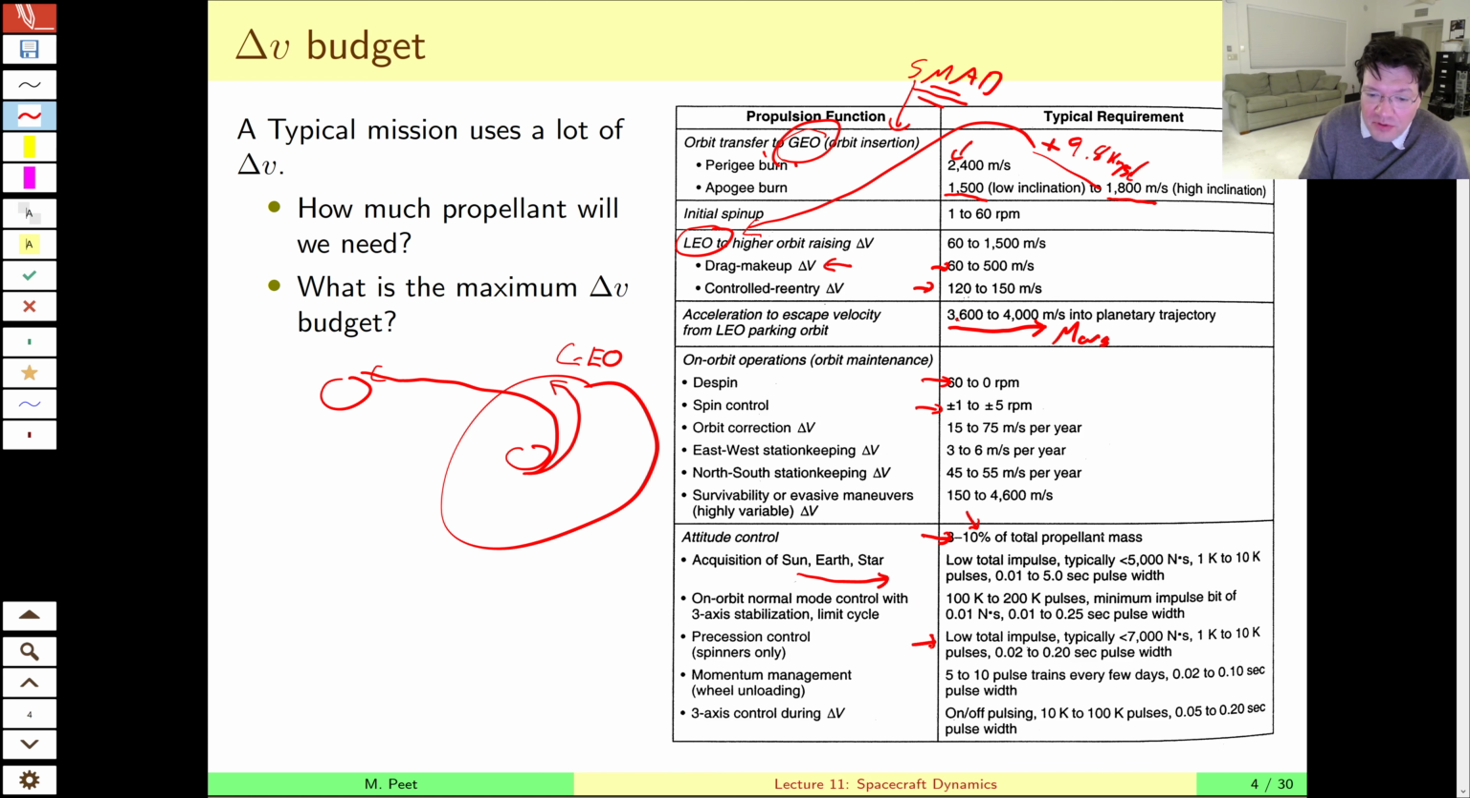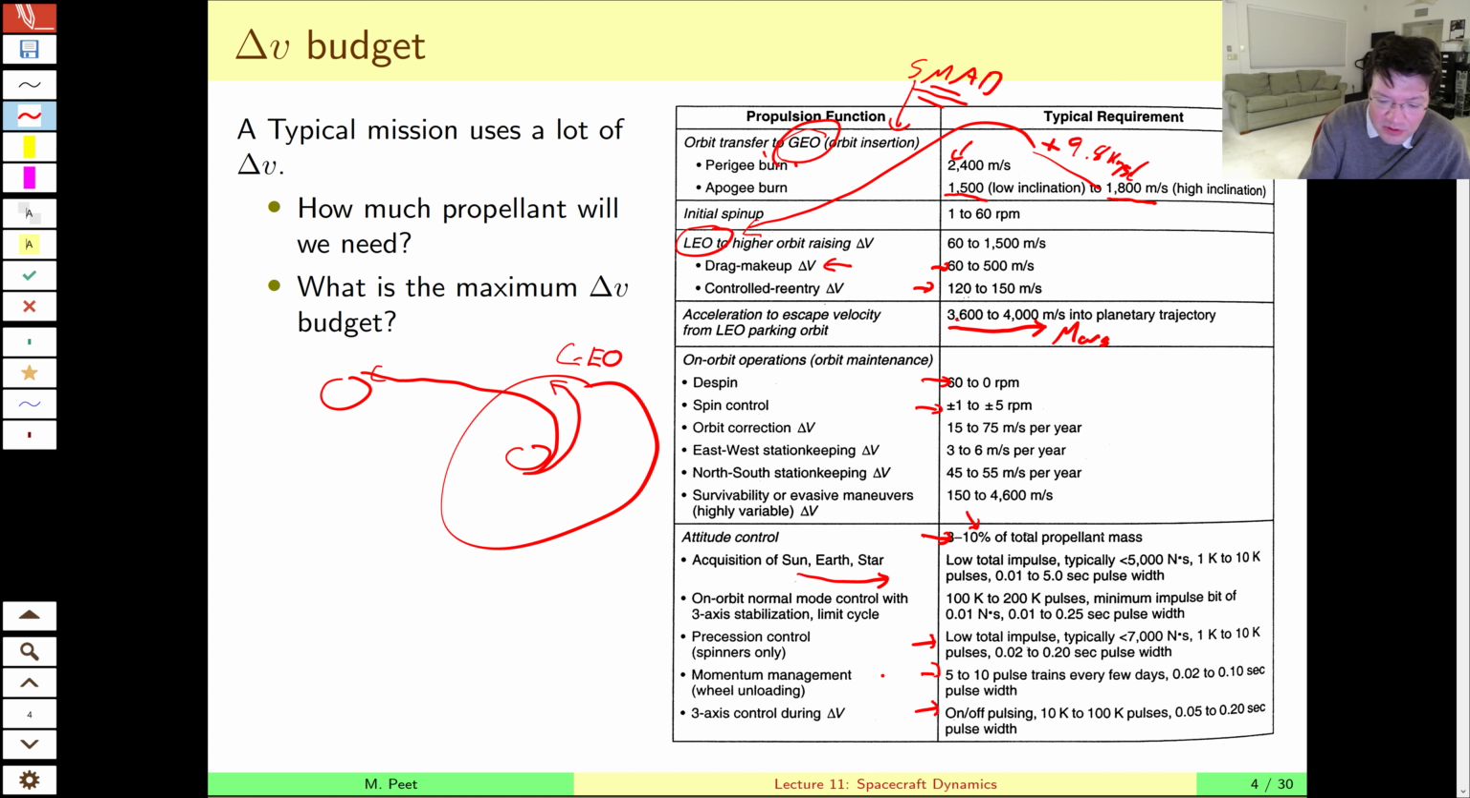If you have a spinner, right, precession control. You need to dump momentum if you have a reaction wheel or the gyros, the alternative to momentum wheels. And then, of course, if you're 3-axis stabilized, you can use delta V directly for 3-axis control without the momentum exchange devices here.